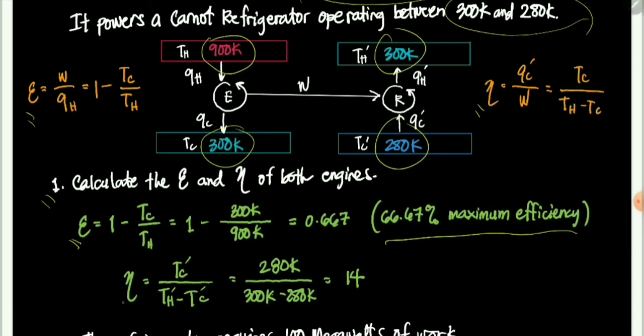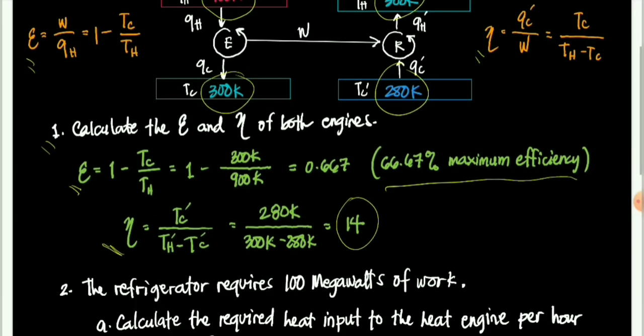Okay? So for the coefficient of performance, we have TC prime over TH prime minus TC prime. So we have 280 Kelvin over 300 Kelvin minus 280 Kelvin. That's 14. Okay, that's the coefficient of performance of the refrigerator that is powered by our Carnot heat engine. So pareho silang reversible engine dito sa problem.